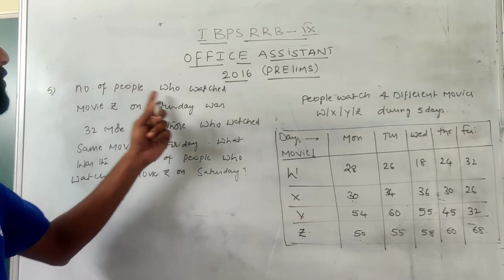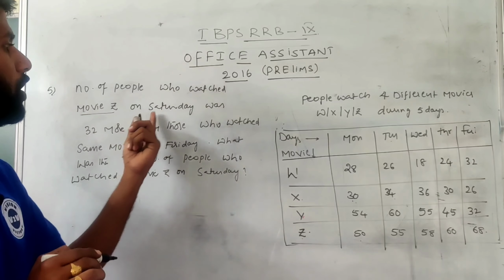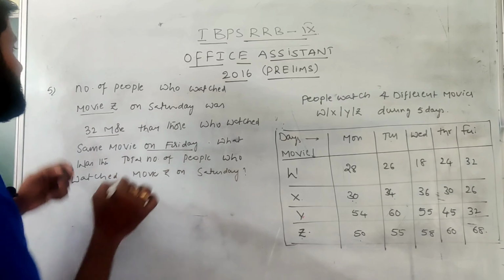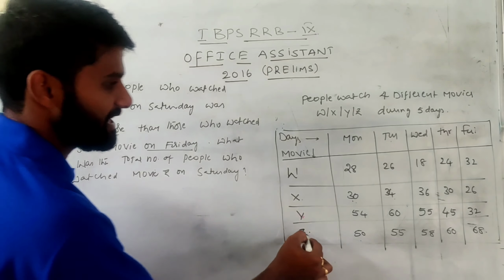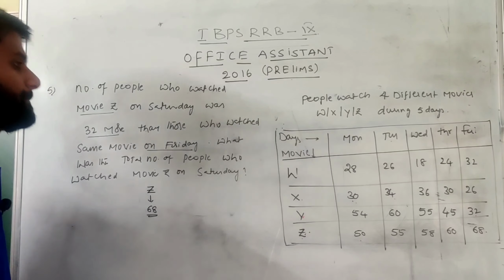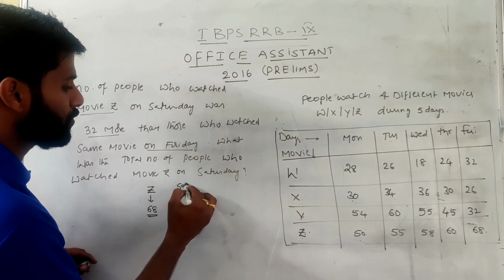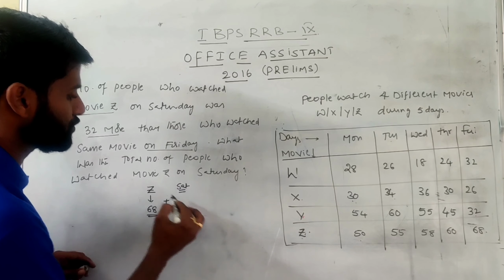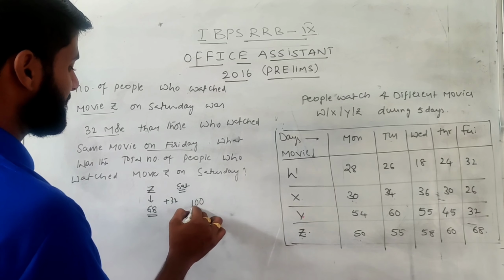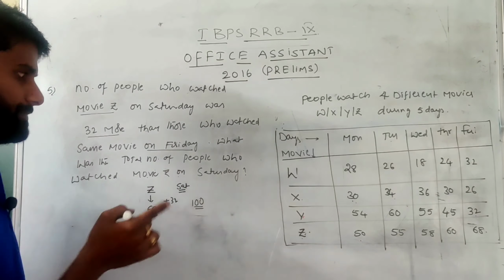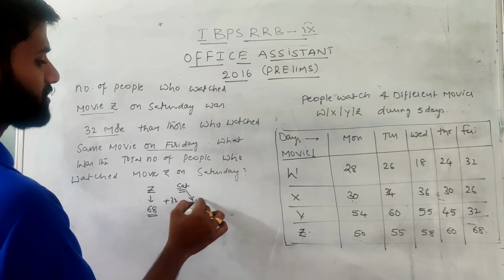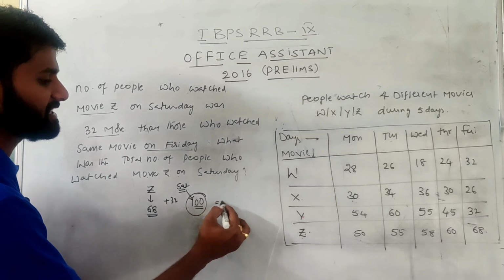The number of people who watched movie Z on Saturday was 32 more than those who watched the same movie on Friday. Z movie on Friday, the total number of people is 68. He said that the same movie watched on Saturday is 32 members more. So 68 plus 32 is 100 members. What was the total number of people who watched movie Z on Saturday? It is exactly equal to 100 members.